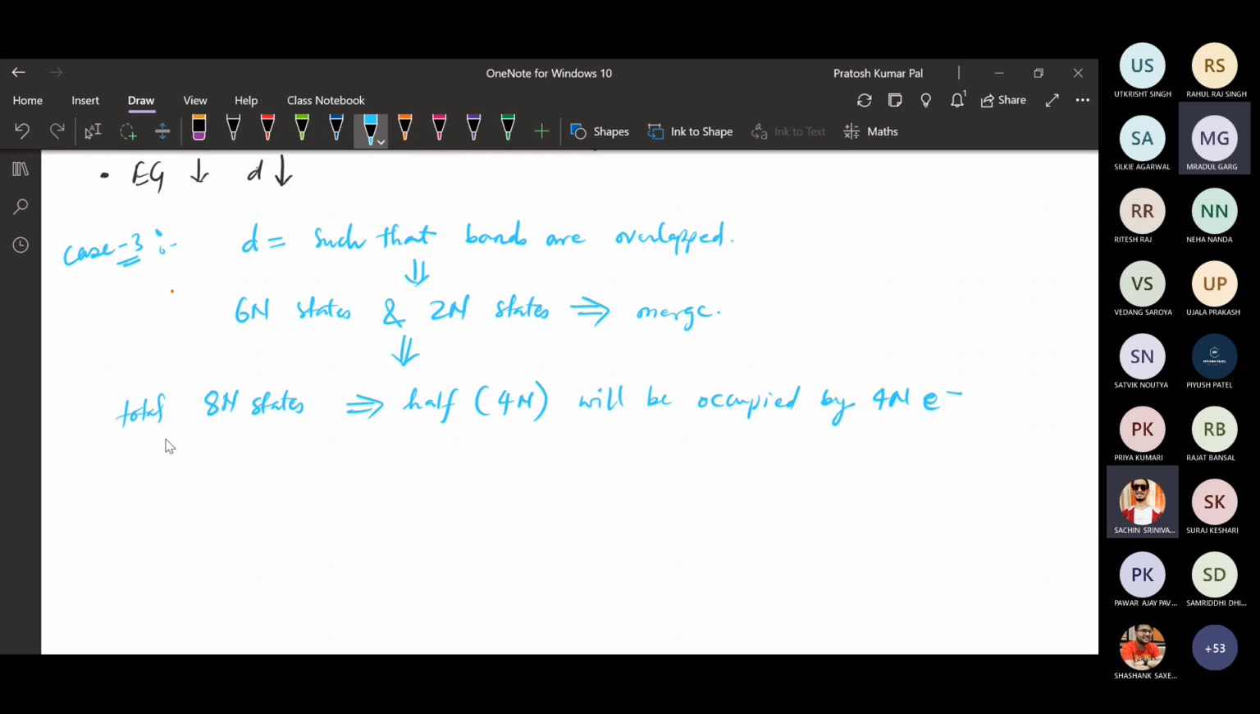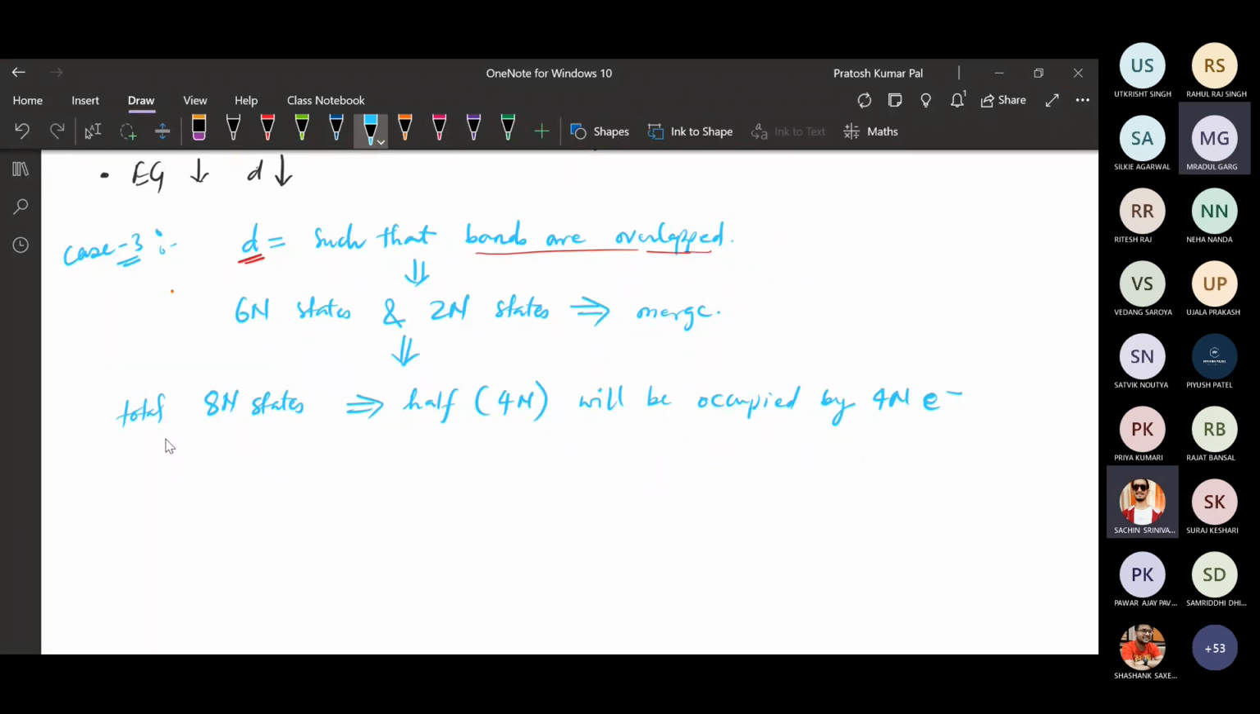Okay, so we have made D such that the bands are overlapped. We have reduced this D, because once we reduce D, the energy gap will reduce. So we have made D such that there is no energy gap. That means the bands will overlap. So in that case, the 6n states and 2n states will merge, and out of this 8n states, half of the 8n states, that means 4n states, will be occupied by 4 electrons.